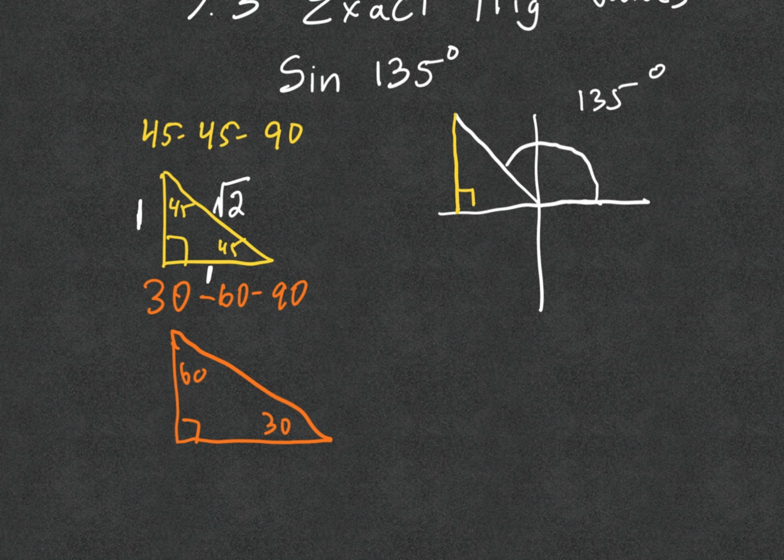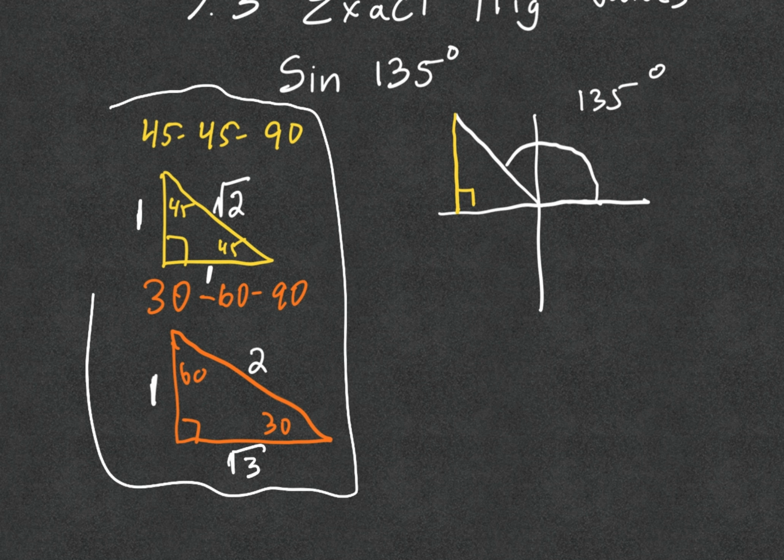If you get a 30, 60, 90 degree triangle, the side opposite the 30 is going to be 1. The side opposite the 60 is going to be the square root of 3. And the hypotenuse is going to be 2. Okay? And you're going to label the sides accordingly. Those are the two things you've got to keep in mind as we're doing these over the next couple days. If you create this triangle and you don't have one of those triangles, you've done something wrong.